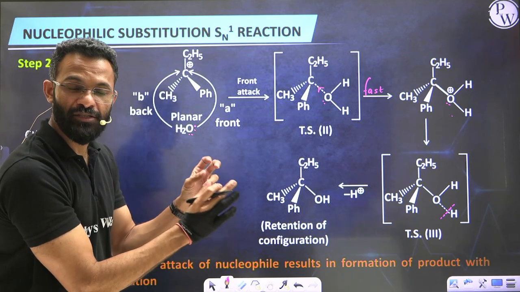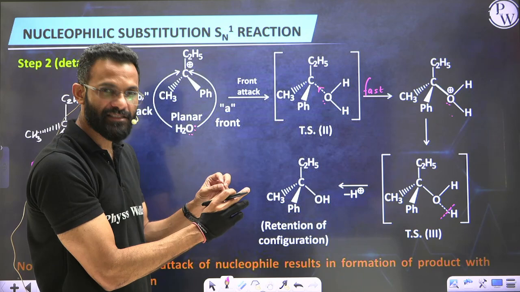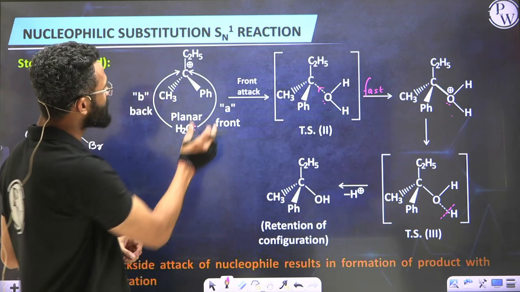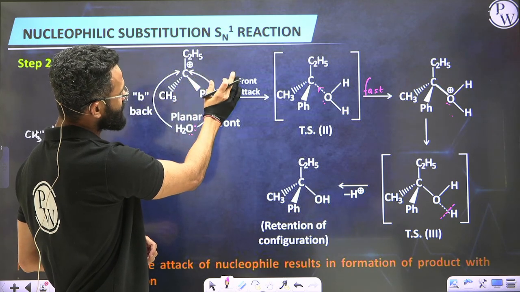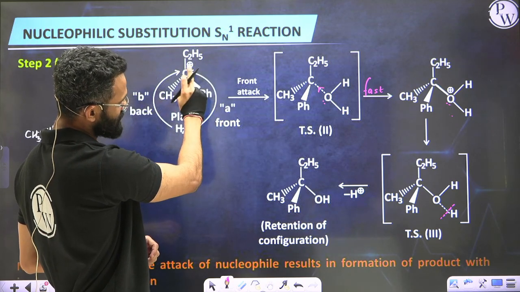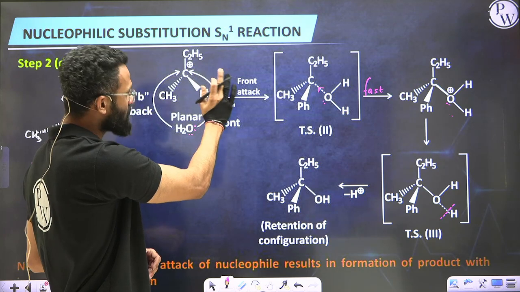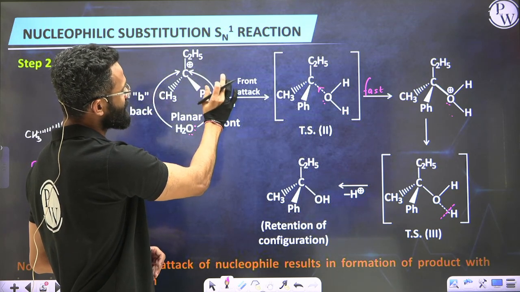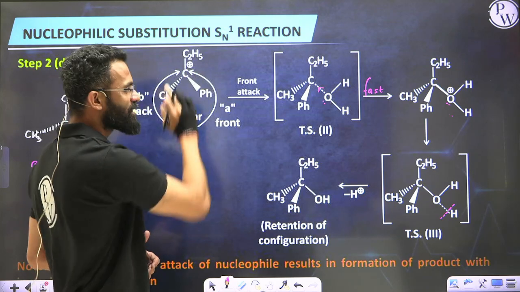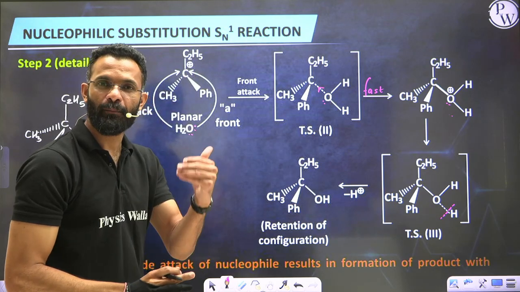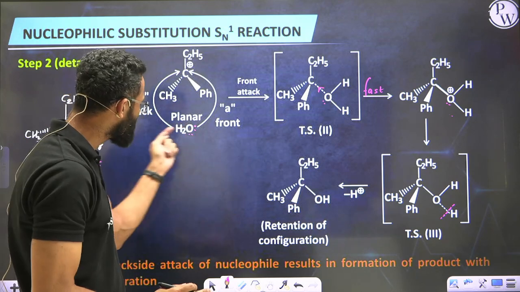So because these two are still oppositely charged ions, although Br has left, it will still remain in the vicinity of this compound on the front side because those are oppositely charged species. Hence, to some extent, the front side is hindered or blocked for water to attack comfortably. Hence, water preferably attacks from the back side.